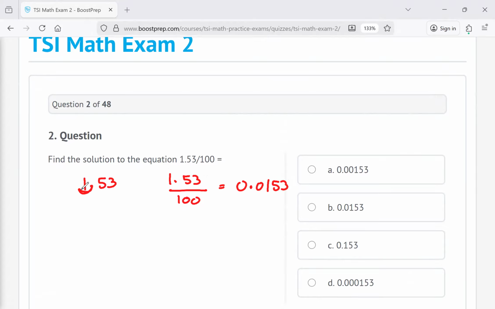This is 1, 2, see? This is a leading 0, so you could put that in. It's not A, because there are 2 zeros there. I think it's B, because it's 0.0153. Okay, not too bad so far.